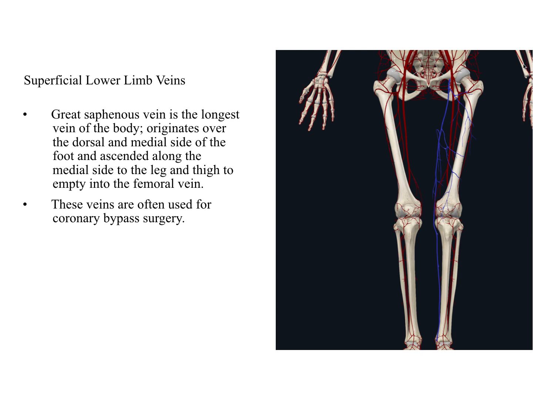There are two major superficial lower limb veins. One is the great saphenous vein. It's the longest vein in the body. It originates over the dorsal and the medial side of the foot, and then it ascends along the medial side. So here we see it ascending along the medial side and thigh, and then it will empty into that femoral vein. The great saphenous and even the small saphenous veins are often used for coronary bypass surgery.